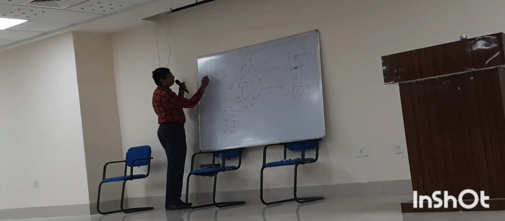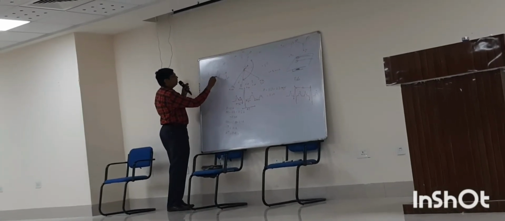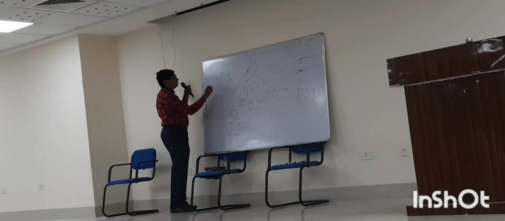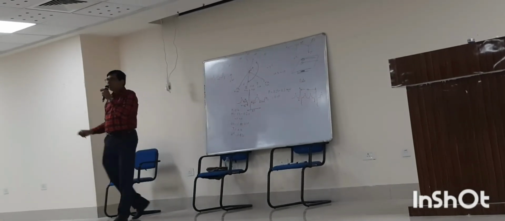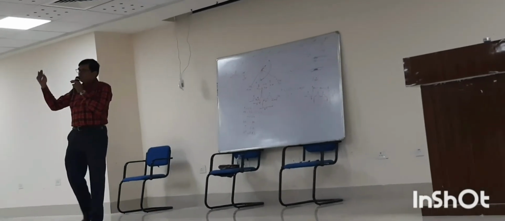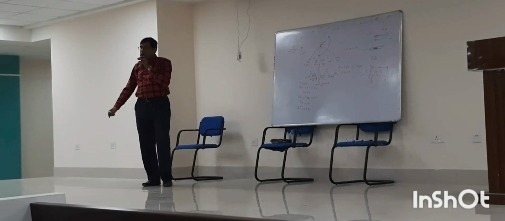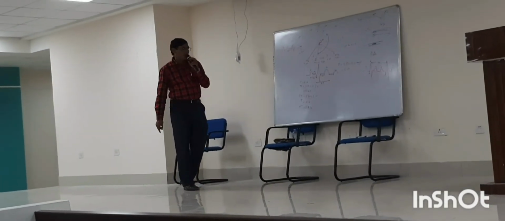So PR prolonged, right? PR prolonged, but every QRS complex is followed by another QRS complex. So this is first degree heart block.